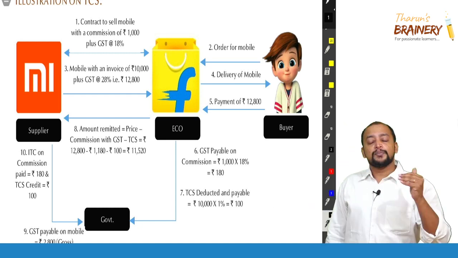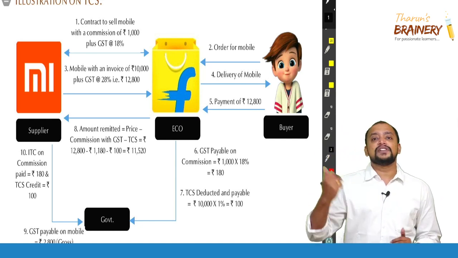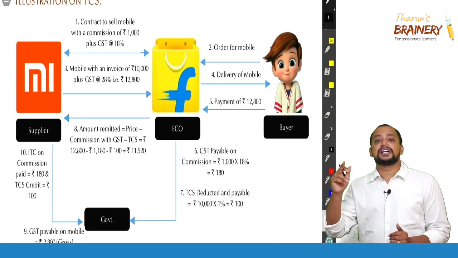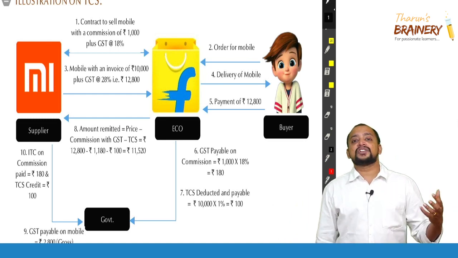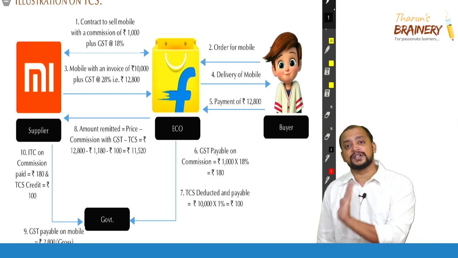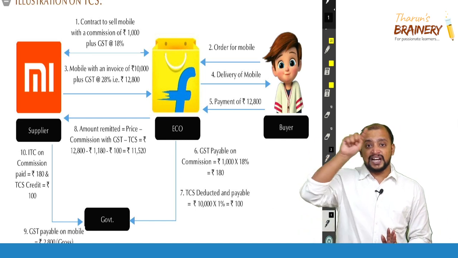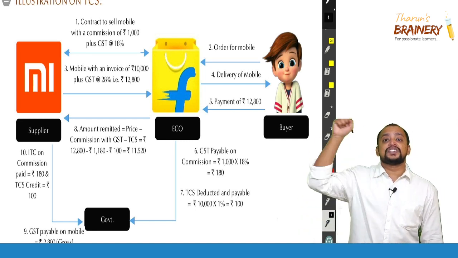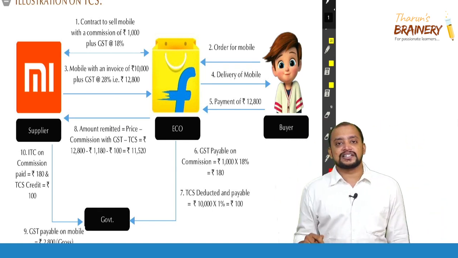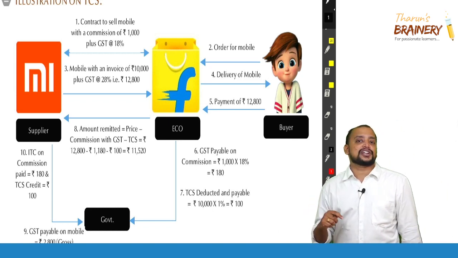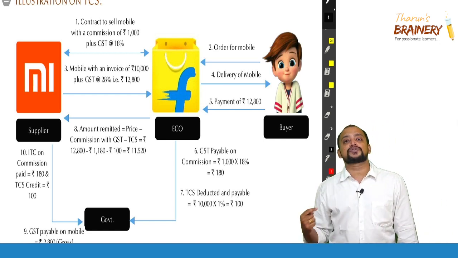So 12,800 minus 1,180, their commission plus GST on commission, minus 100 rupees TCS. Now they will pay to the government 180 and 100 rupees. 180 they will pay as GST, 100 rupees they will pay as TCS. Now the supplier will pay GST on 10,000, that is 2,800 rupees, but the supplier will get 2 credits. What are the 2 credits? 180 rupees they will get as input tax credit of GST paid on the inward supply of Flipkart, plus 100 rupees they will get as TCS credit. TCS credit is received in their electronic cash ledger. This 100 rupees and 180 rupees, 280 rupees, can be used for payment of 2,800 rupees.